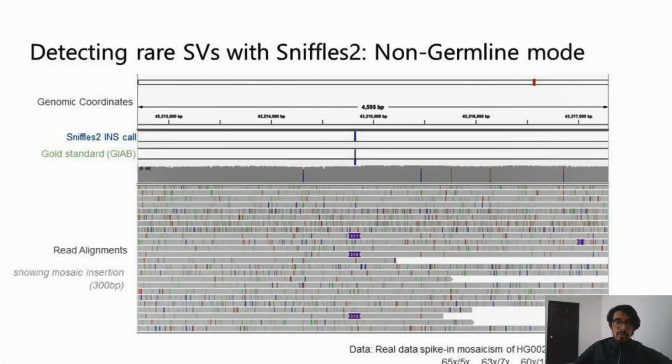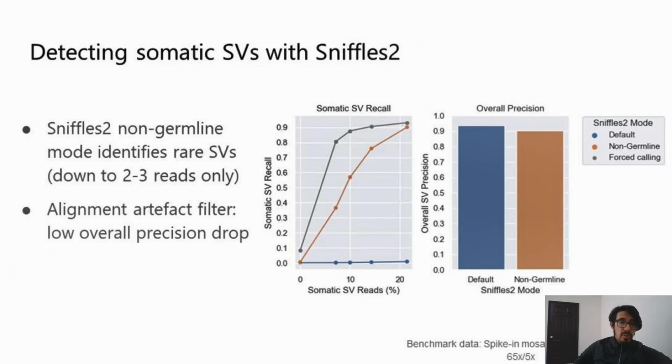Here you can see most of the reads do not show any signal of the structural variant, but 3 of the reads, shown in purple, do. These 3 are insertions that were called by Sniffles 2. And when we compare the results of Sniffles 2 to the Genome in a Bottle gold standard, we can see that these insertions are actually true positives. So next, if we apply the default mode of Sniffles 2, we cannot observe anything.